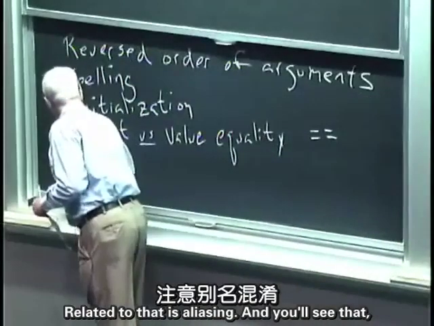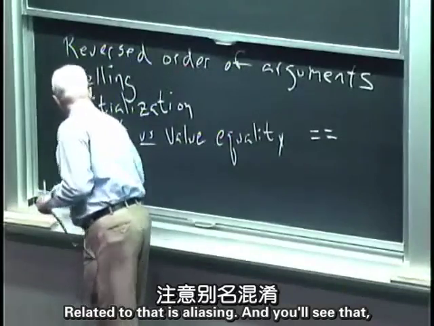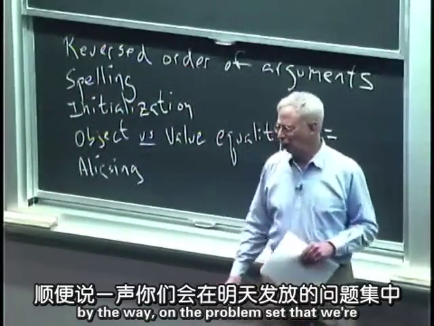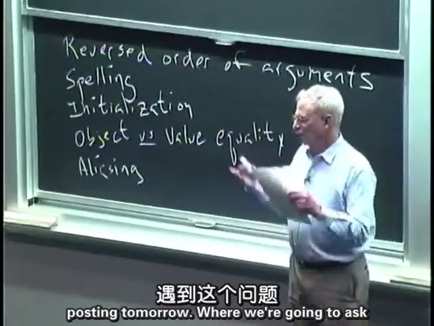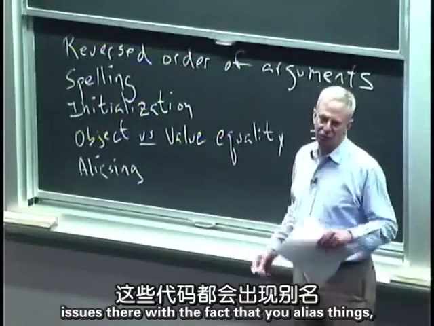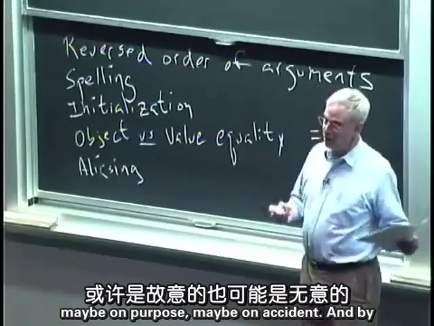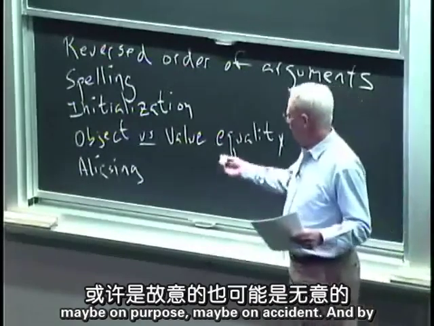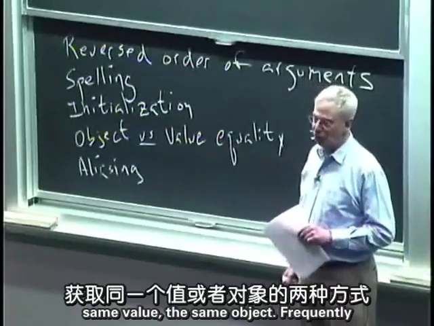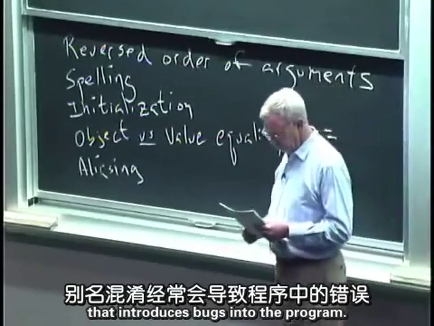Related to that is aliasing. And you'll see that, by the way, on the problem set that we're posting tomorrow, where we're going to ask you to just look at some code, that there's some issues there with the fact that you alias things, maybe on purpose, maybe on accident. And by that, I mean two different ways to get to the same value, the same object. Frequently, that introduces bugs into the program.